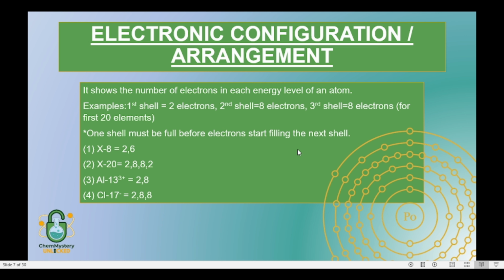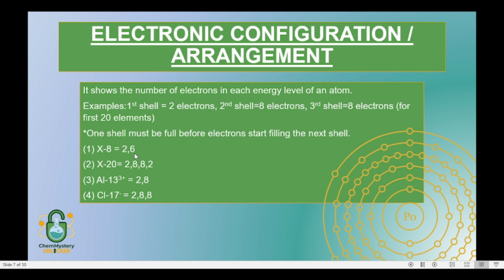Like first shell में 2 हो गए, then we move on to the second shell, उसमें 8 हो गए, then we move on to the third shell, उसमें भी 8 हो गए, तो फिर हमारे पास इसी तरह मूव होता रहता है आगे. हमारे पास कुछ एग्जाम्पल्स हैं. This is the first example of the symbol X that has 8 electrons. Okay, 2, 6. There are 2 electrons in the first shell. So the remaining 6 are in the second shell.